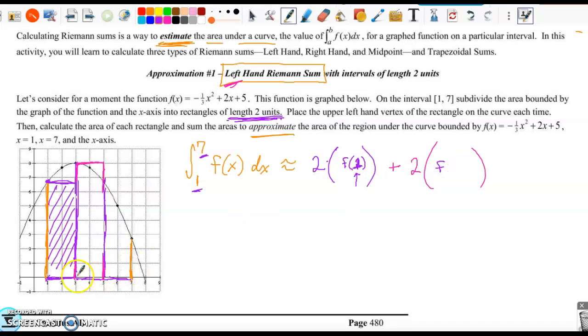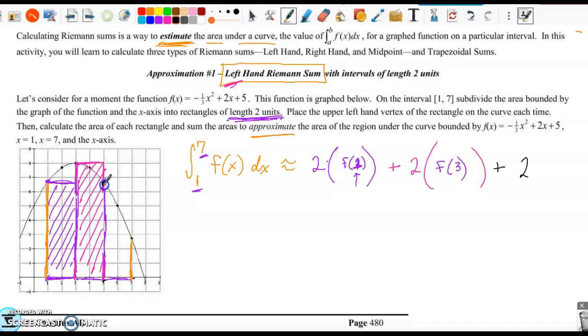And so between 3 and 5, the left one is f of 3. And even though I made a mistake here, I'm going to go to the answer key and you'll see the right one, and then plus the, oh, I should have color coded that. That'll find us this area, and then plus the last rectangle, because we're looking from 5 to 7.